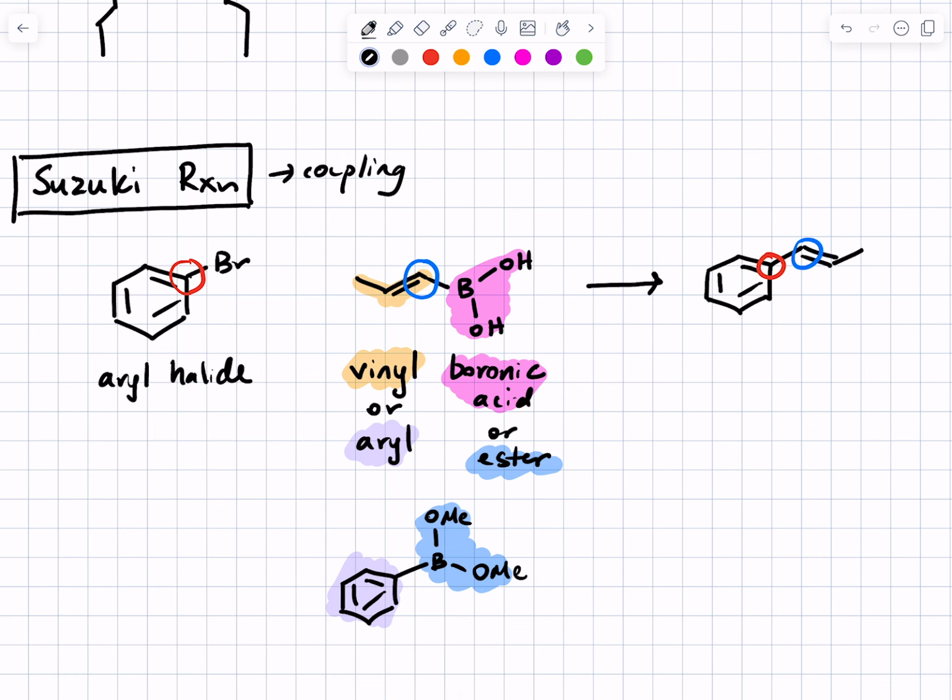And notice that in the Suzuki reaction, even though the boron is gone, the stereochemistry in the starting material is the same as the stereochemistry in the product. That is, if your alkene has the boron trans to whatever group's over here, that trans relationship remains in the product. So you have some pretty nice stereochemical control.